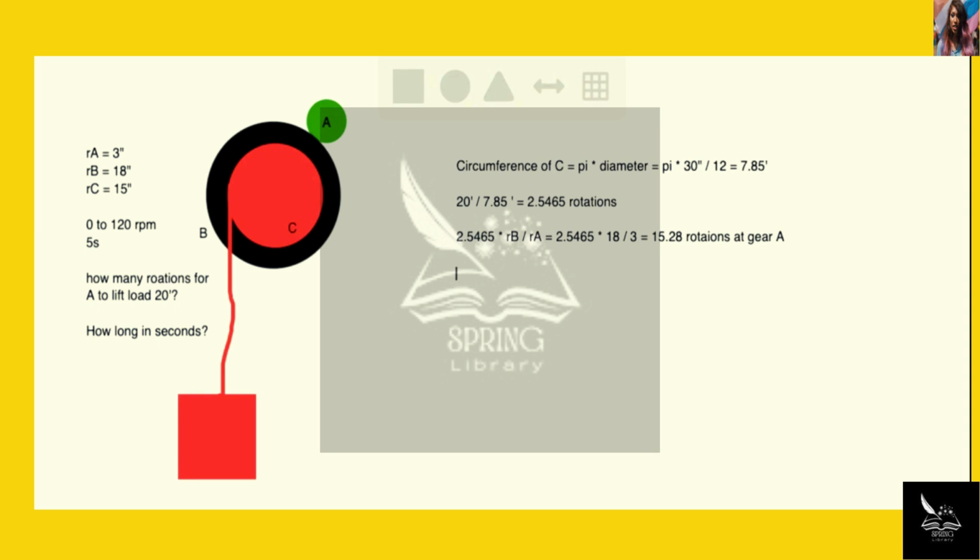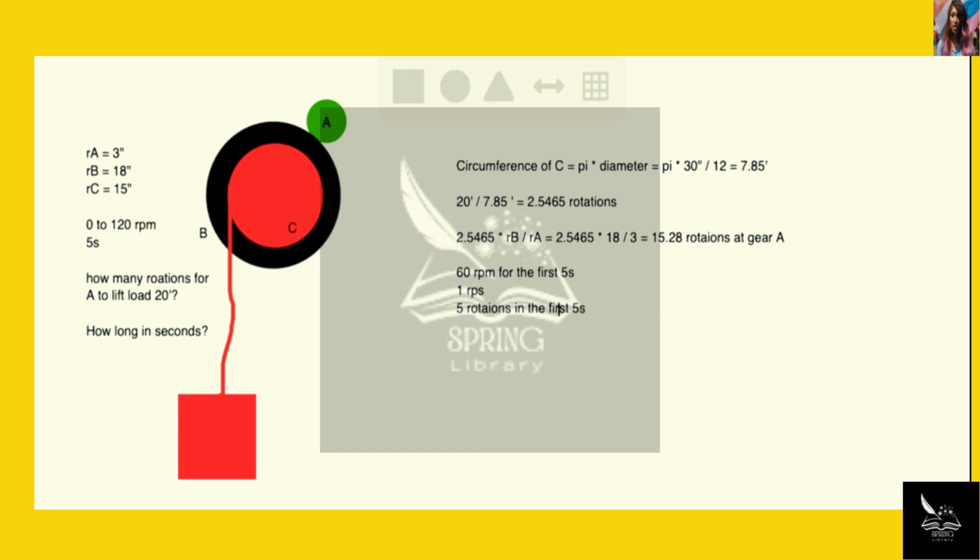Now we need to know how long it takes to get to 20 feet. So 0 to 120 RPM in 5 seconds. We're going to assume this takes longer than 5 seconds and take the average of that. 120 minus 0 over 2 is 60 RPM for the first 5 seconds. 60 RPM also equals 1 rotation per second, as there are 60 seconds in a minute. So for the first 5 seconds, we end up going 5 rotations.